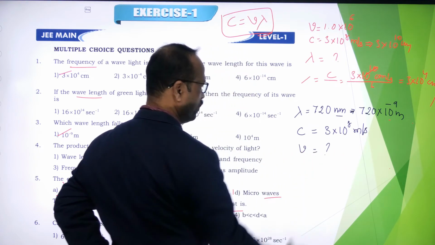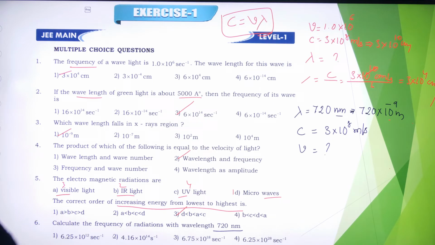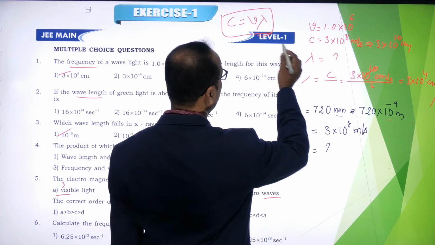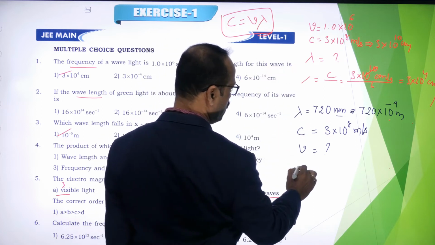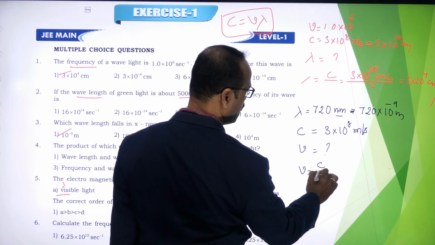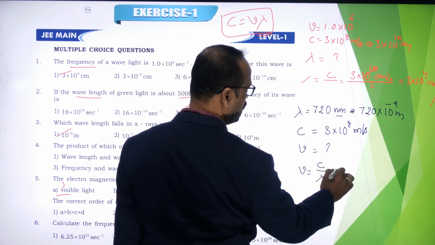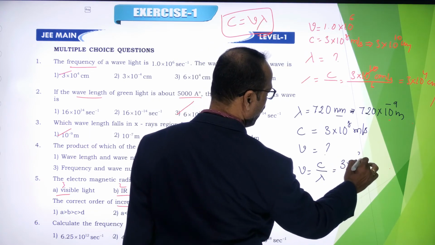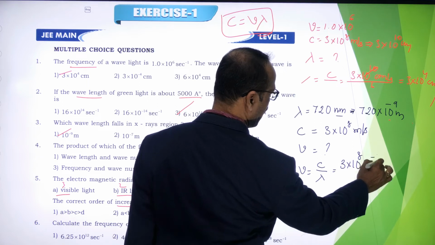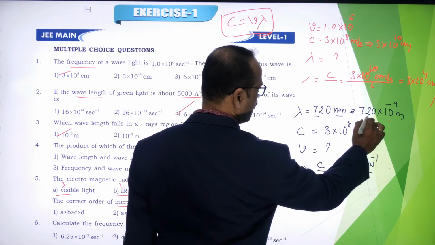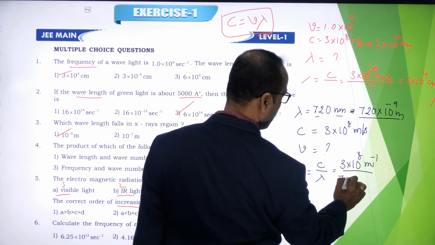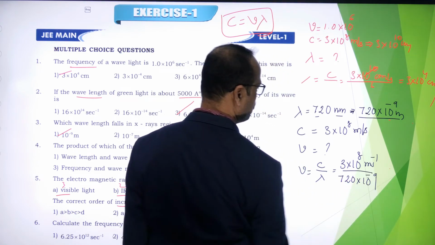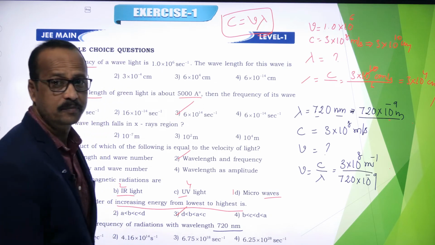Okay. Now, what are they asking to find? They are asking to find the frequency. So, here the frequency formula is C is equal to nu lambda, so nu is equal to C by lambda. This is a formula. So, C is what? This one, 3 into 10 to the power of 8 meters per second, divided by lambda, which is given, 720 into 10 to the power of minus 9. Clear?